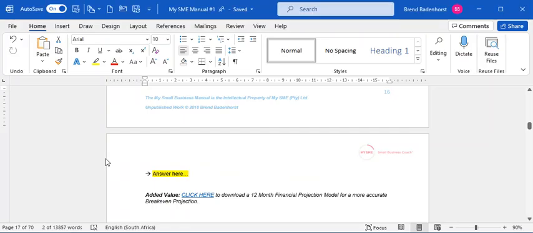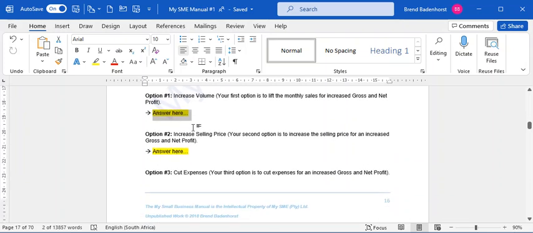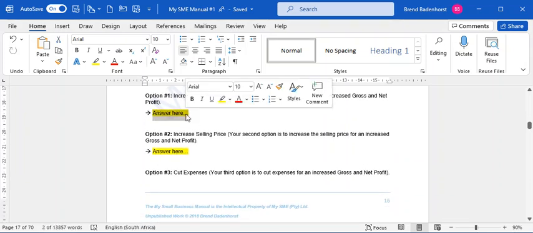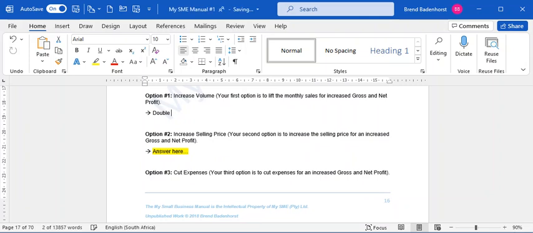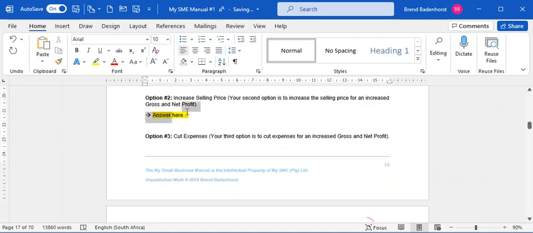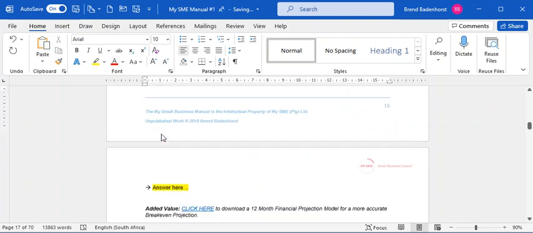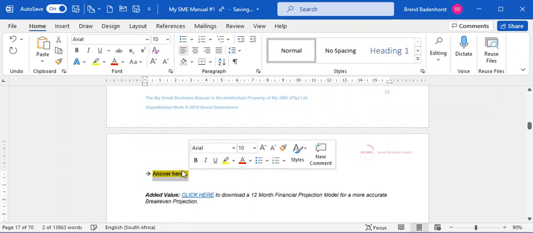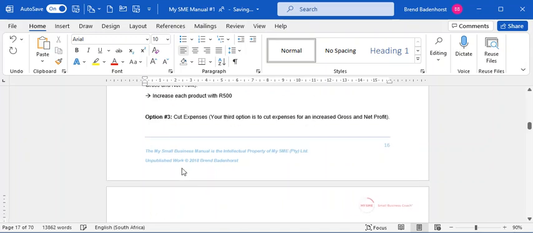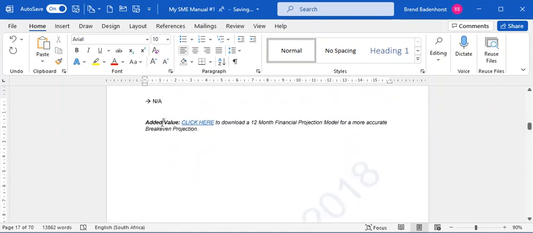I think in this case a relevant option would be to increase the volume, double sales in 6 months. That would be the goal, and then increase each product with 500 Rand. Right, so that's my options. Decreasing expenses is not applicable at this stage. I can't really see I'm going to decrease my expenses. That's going to be very difficult.